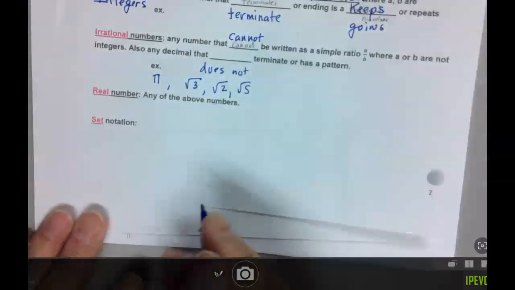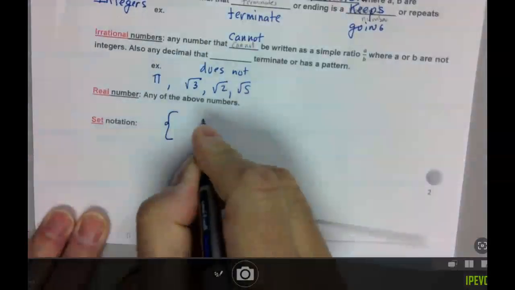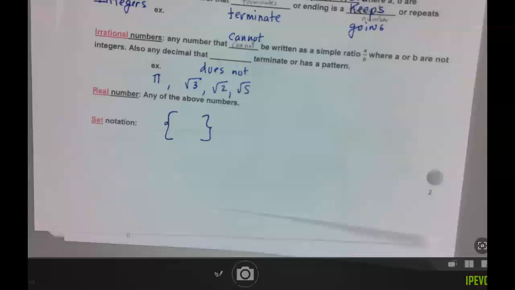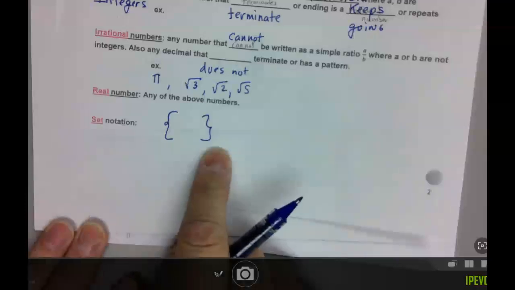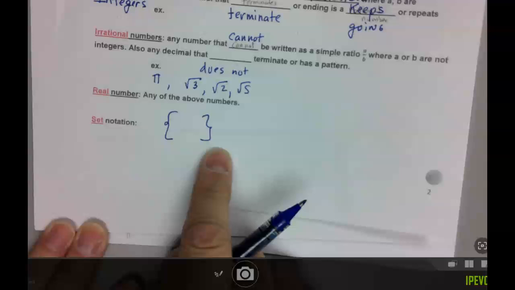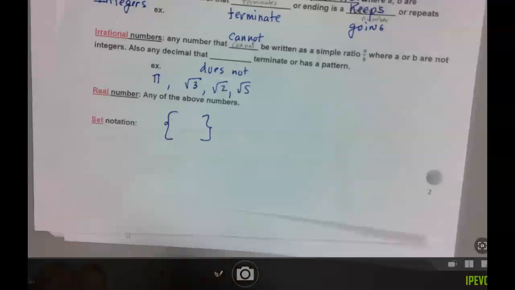Set notation. And we'll do a bunch more examples, okay? Set notation. Here's set notation. Two brackets. That means set notation. That means the set is. Okay? The set is. That's all that means. Set notation. Okay, now turn the page.